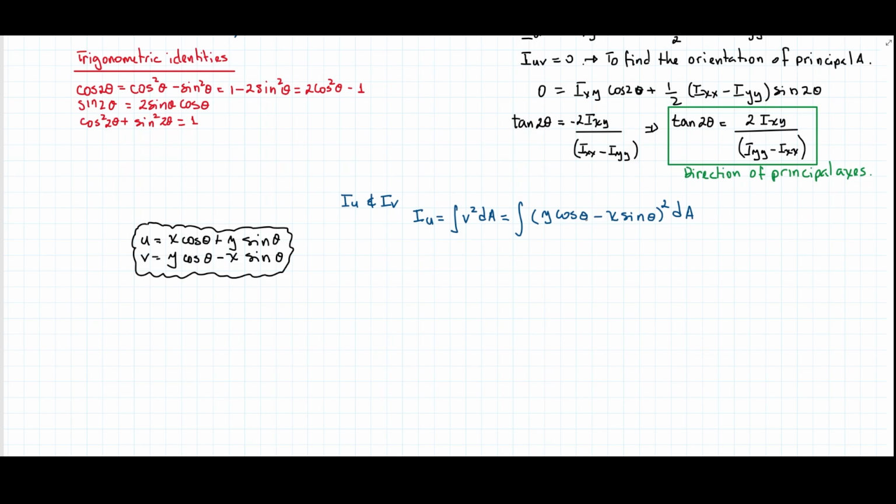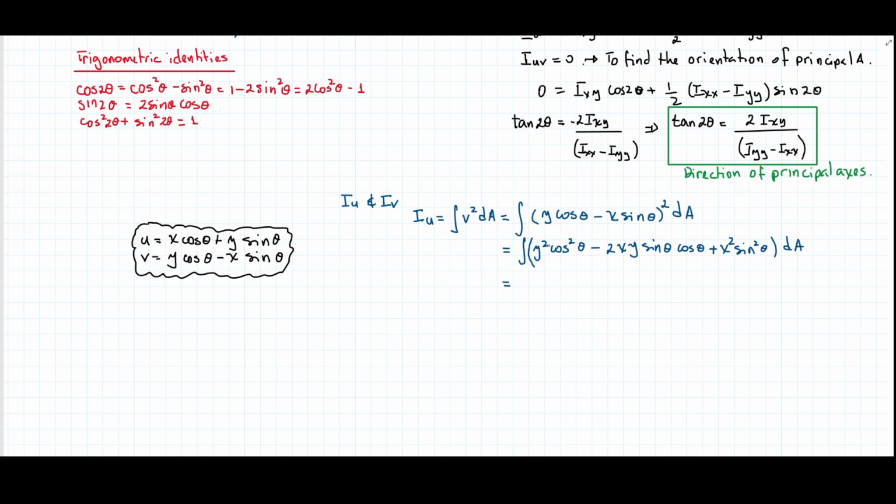We can solve this notable product. This is a binomial, and let's do it. So it's going to be equal to what? Let's solve it first like this. We're going to have y squared cosine squared of theta minus 2 times x y sine theta cosine theta plus x squared sine squared of theta, and this is multiplied by dA. Now I can split that into 3 different integrals.